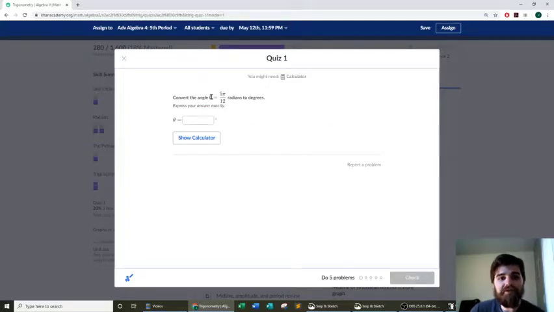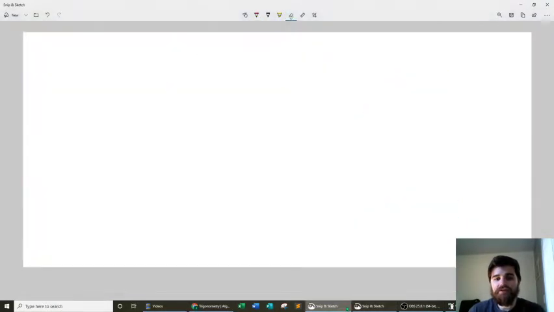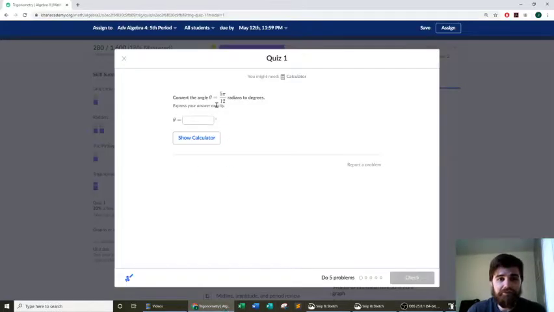Okay, so one type of question you might see is a conversion from radians to degrees. So here we have an angle 5 pi over 12. We want to convert that into degrees. So in order to do this conversion, we just need to know this simple conversion factor. We need to know that pi radians is the same thing as 180 degrees.